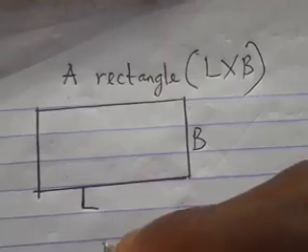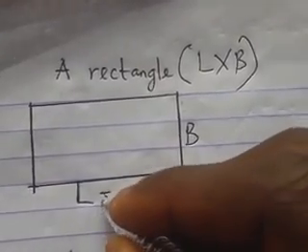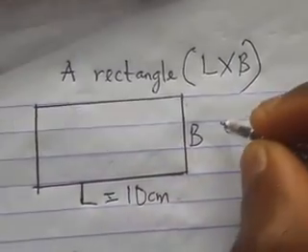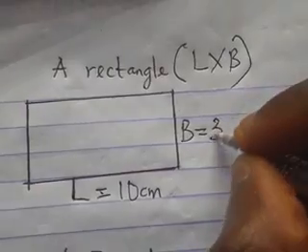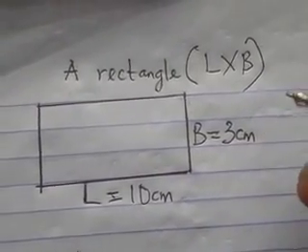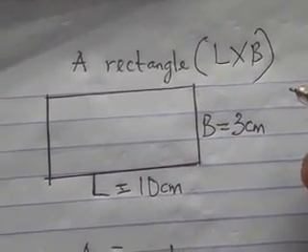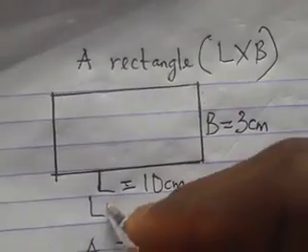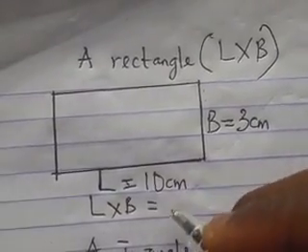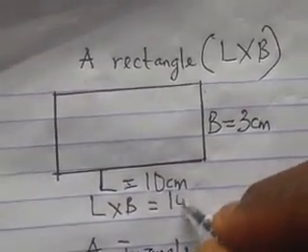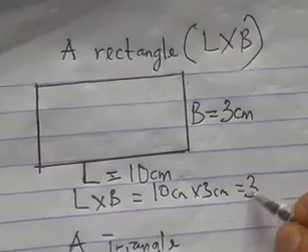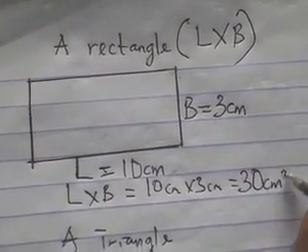Therefore, if in this particular question I give you my length to be 10 centimeter and my breadth to be 3 centimeter, and then I say find the area of this rectangle, just know that the area of a rectangle is length times breadth, which gives me 10 centimeter times 3 centimeter, which gives me 30 centimeter square.